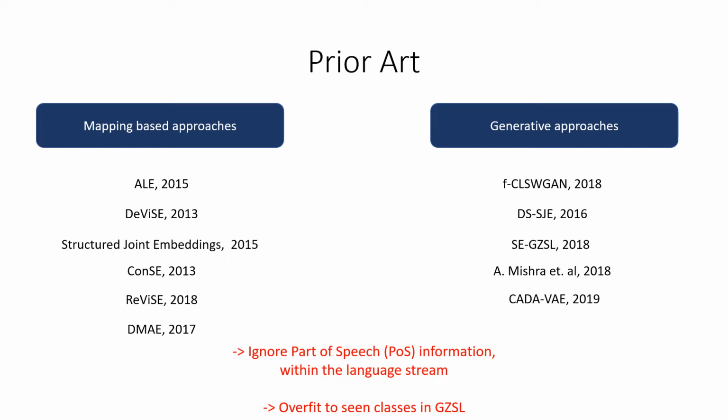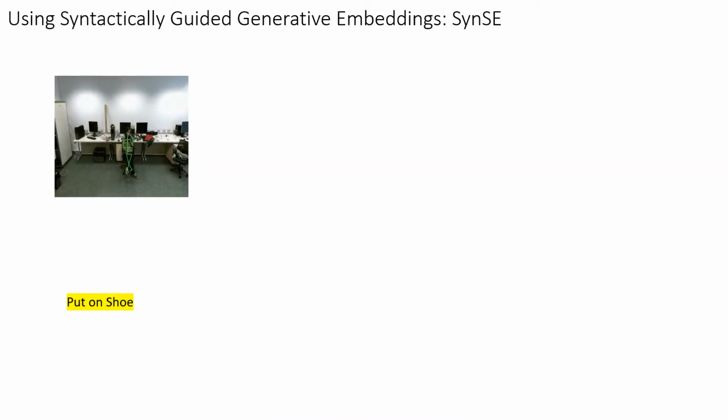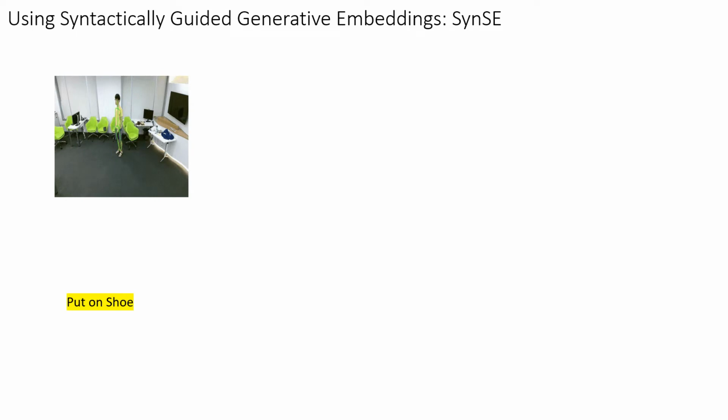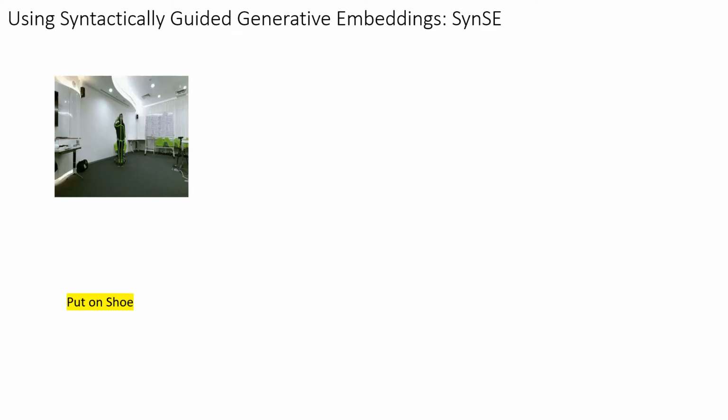We've already identified one weakness of existing architectures. Another common problem is overfitting to the seen classes, which hurts the model's performance in the more realistic, generalized zero-shot learning setting, where the test set contains samples from both seen and the unseen classes. Keeping these weaknesses in mind, we propose Synesse, an approach that generates embeddings that capture the syntactical information that other methods fail to harness.